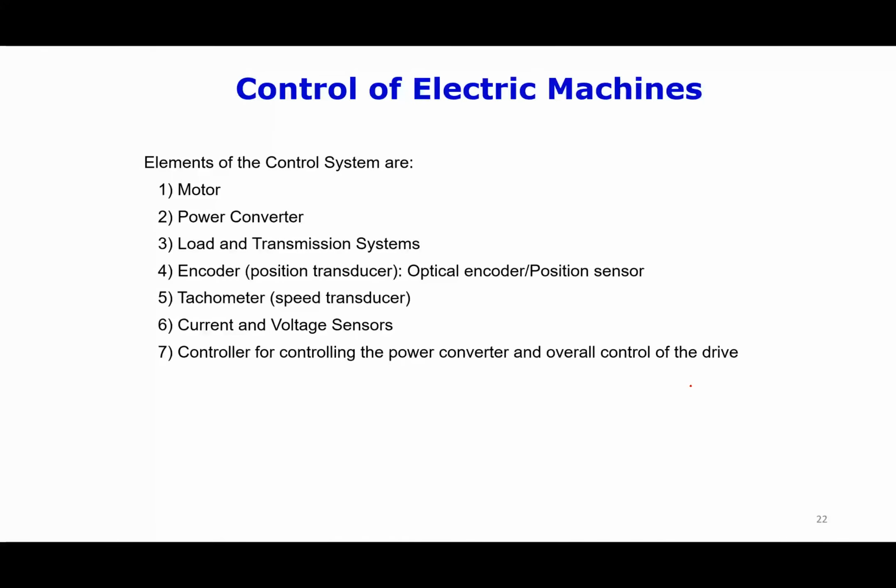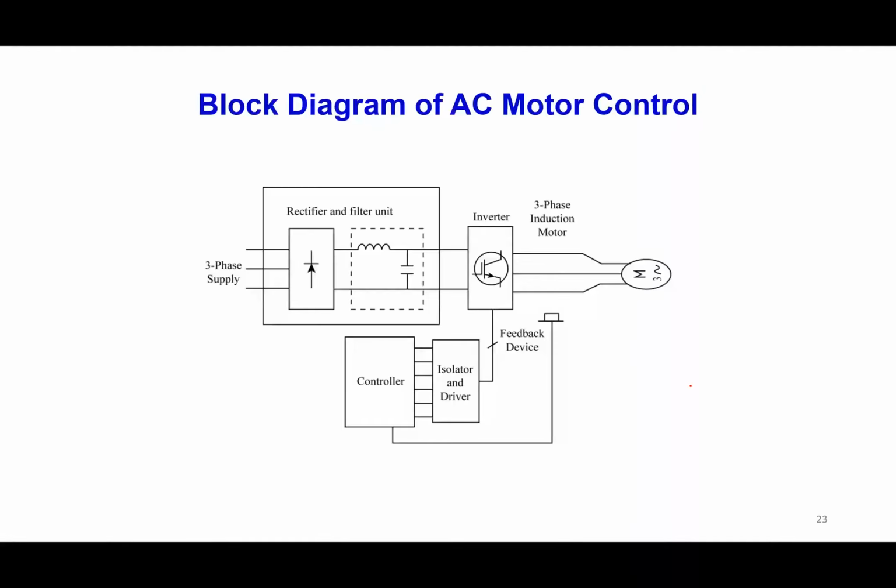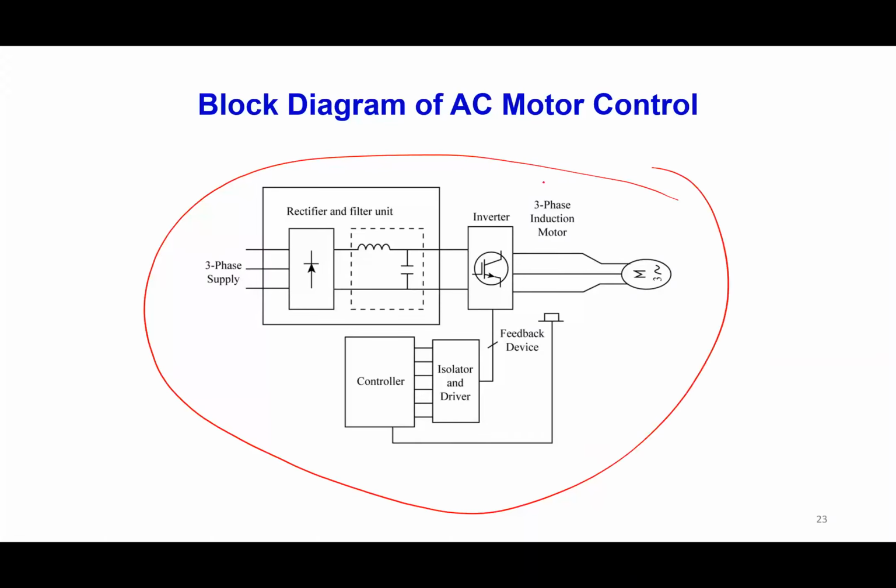So for the control of electric machines, we have the motor. Of course, we are going to control the motor. So we need to have the motor, then the power converter, the load, encoder, tachometer, current and voltage sensors, and controller for controlling the power converter and overall control of the drive system. Okay, and this is the overall block diagram of AC motor control system, which we have seen earlier also. This is drawn in a little more detail.